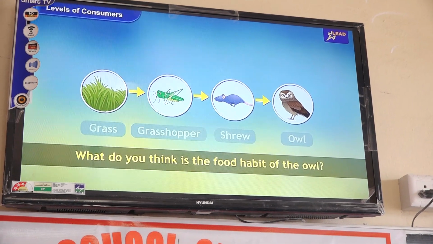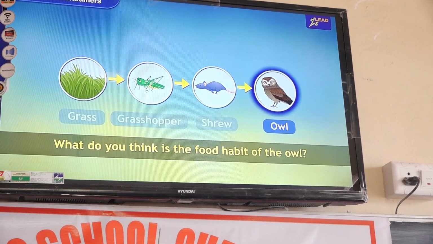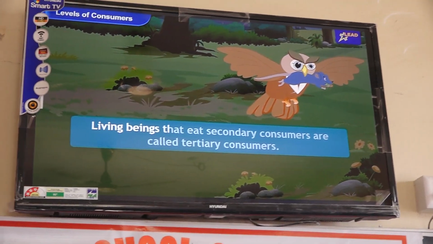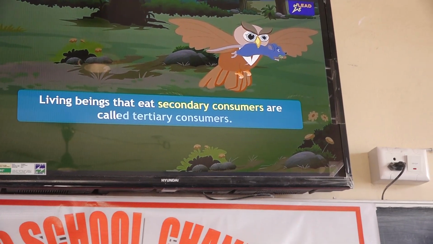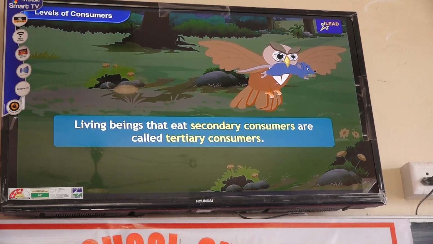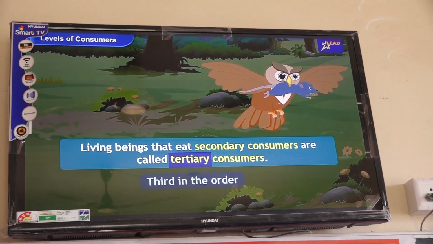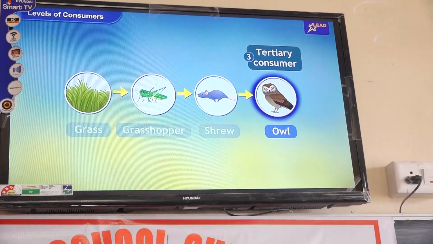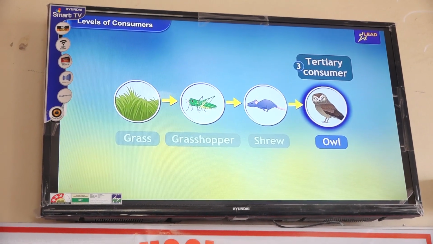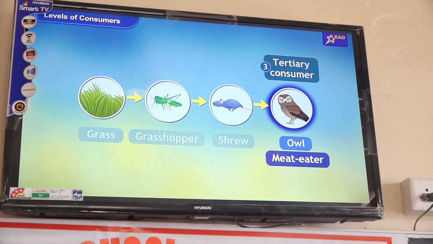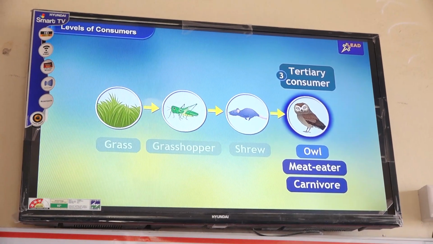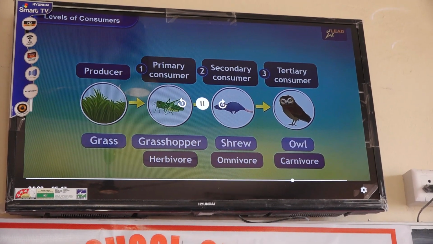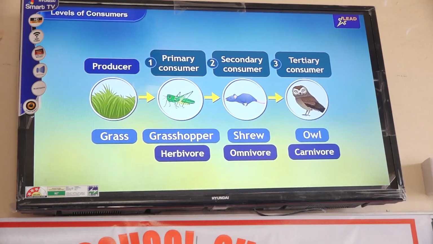What do you think is the food habit of the owl? It consumes the shrew. Living beings that eat secondary consumers are called tertiary consumers. Tertiary means third in the order. They are the third consumers in the food chain. They are meat eaters, also known as carnivores. Thus, based on their food habits, there are three levels of consumers.